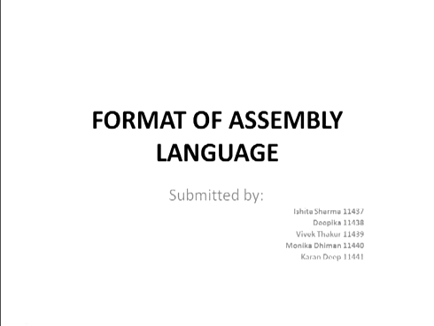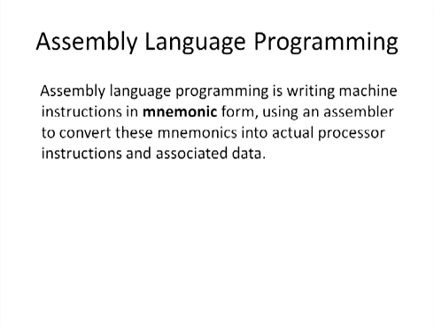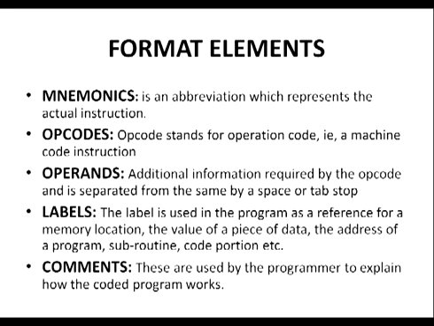This is a short presentation depicting the format of assembly language programming. Assembly language programming is writing machine instructions in mnemonic form, using an assembler to convert these mnemonics into actual processor instructions and associated data. Assembly language statements are written one per line. A machine code program thus consists of a sequence of assembly language statements.